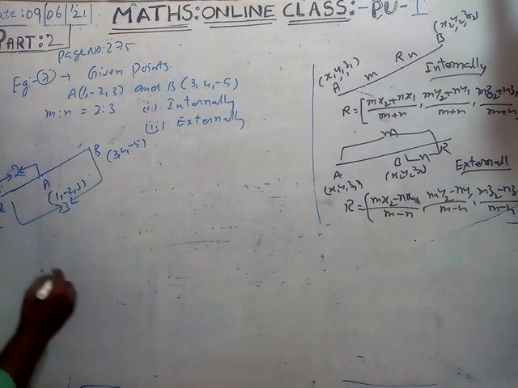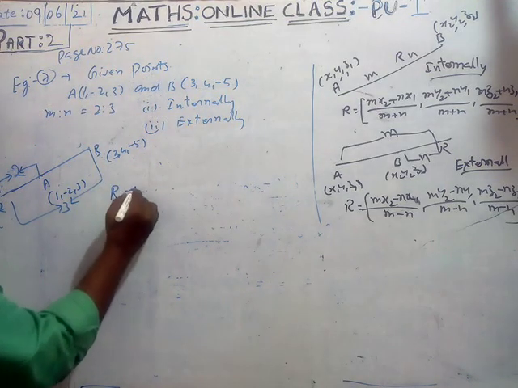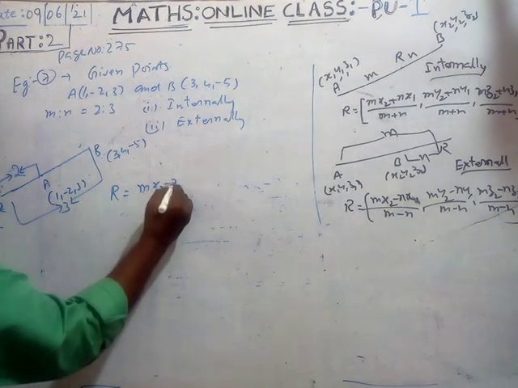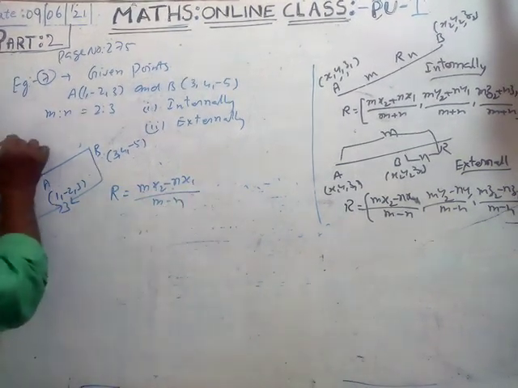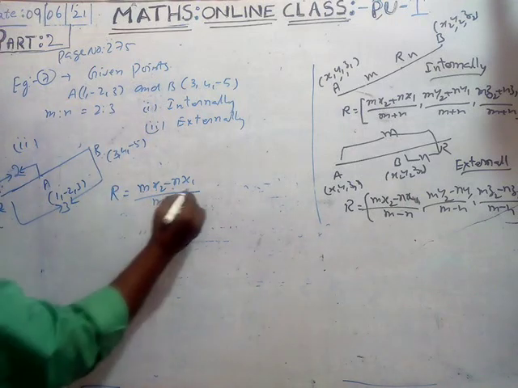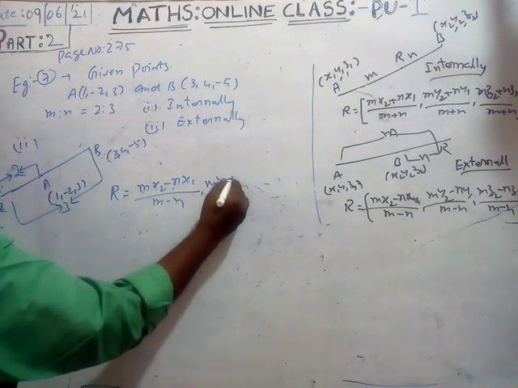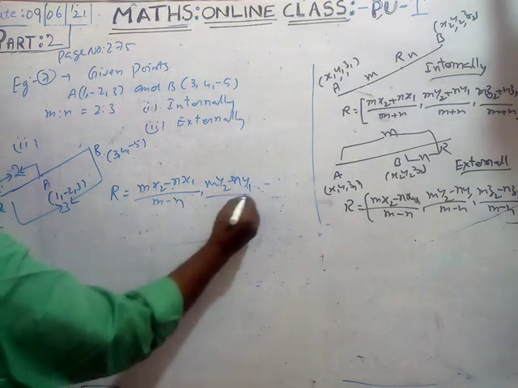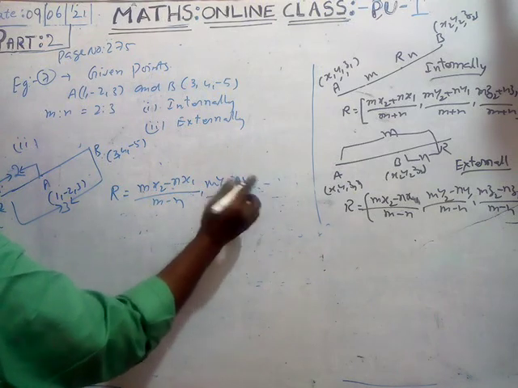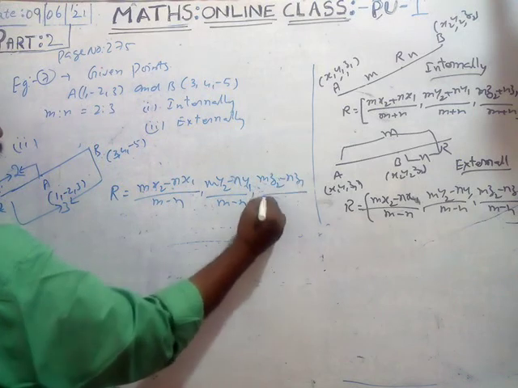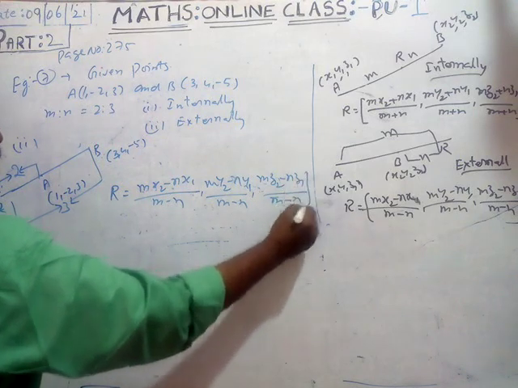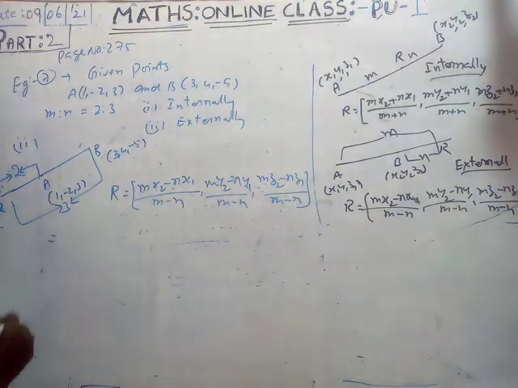This is the meaning. Now R is equal to (mx2 minus nx1) by (m minus n). This is the second one. Second is externally. That's all. It is (my2 minus ny1) by (m minus n). It is (mz2 minus nz1) by (m minus n).